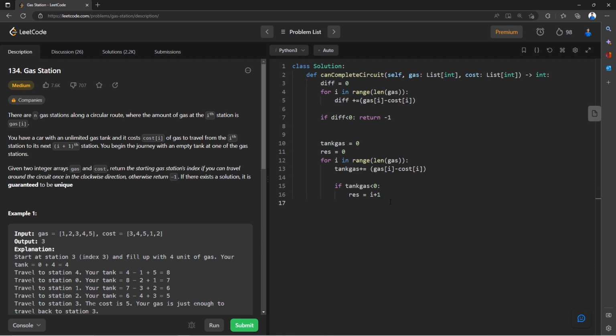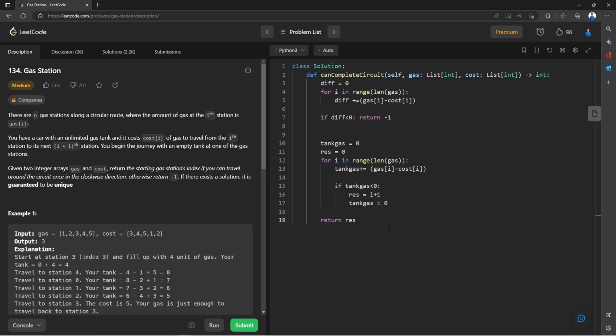Okay. After that, guys, we can make the tank gas 0, right? Fine. Now we can return our result, because here we have already seen if difference is greater than or equal to 0, then only you can proceed with this one. That means a solution always exists. So return that particular result.